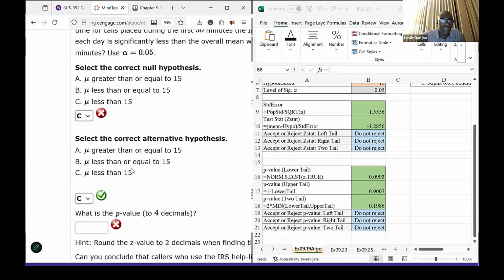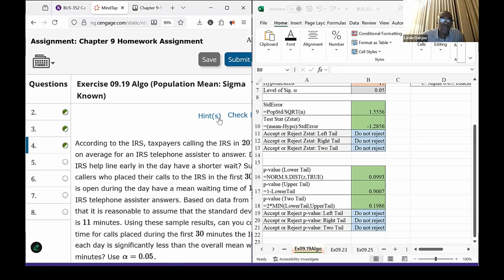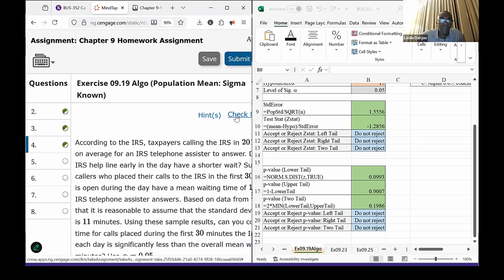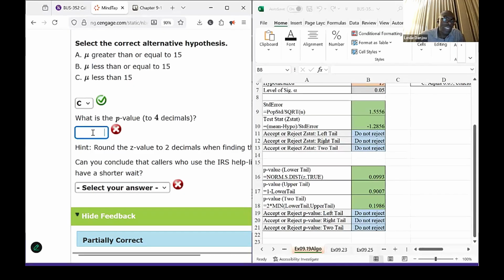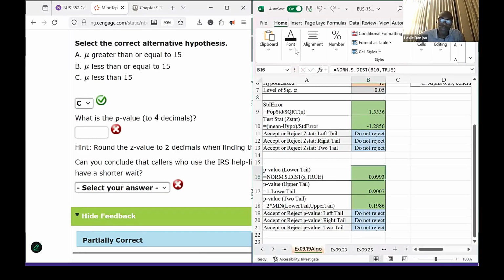Great. Up here, what's the opposite of less than? Greater than or equal to. In this case, it will be A. I'm gonna check my work just to make sure. Good to see that my check my work did not disappear. Then which p-value am I using? Because it was less than, I'm going to be using my lower tail p-value. I'm going to yellowify this.